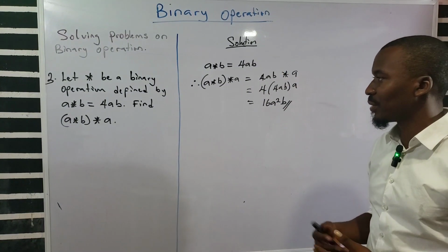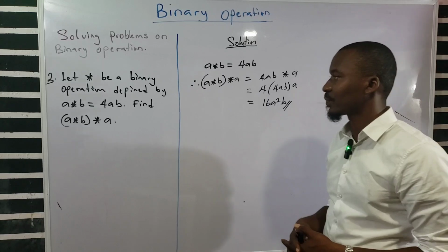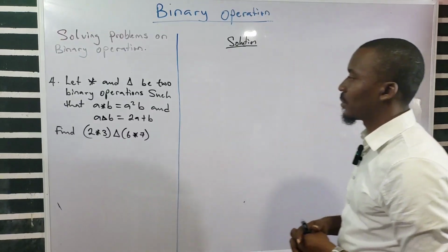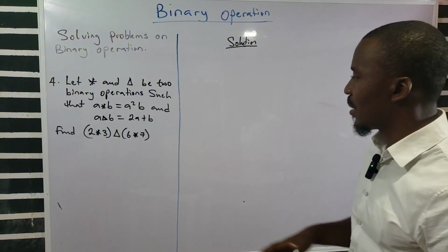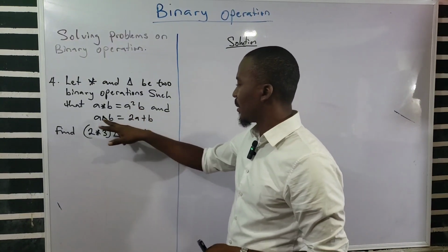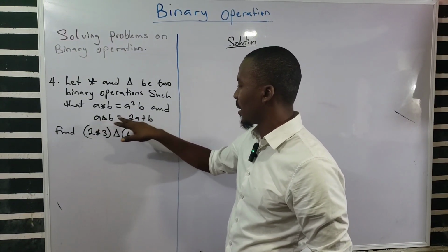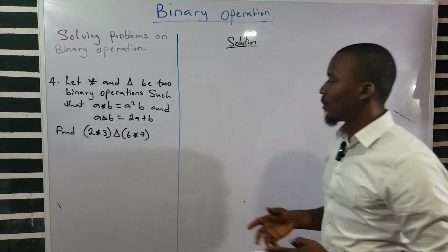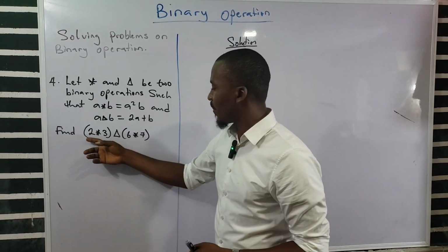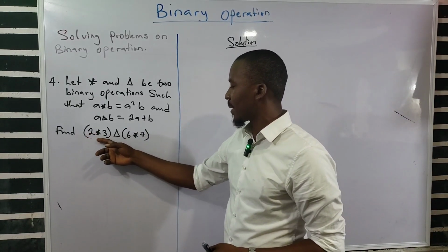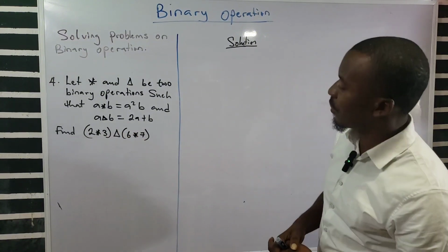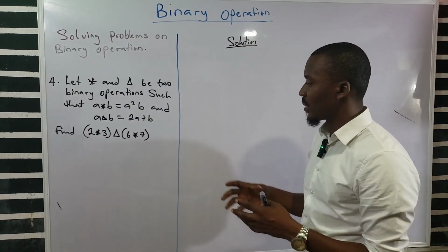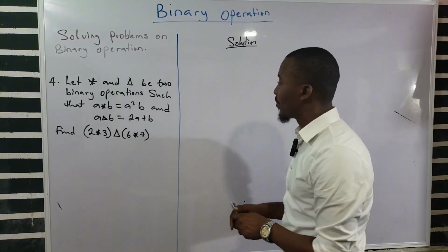Let's progress to the next question. So our question number 4, we have two binary operations there such that a * b will give us a²b, and the other binary operation is 2a + b. So we are asked to find (2 * 3) ◇ (6 * 7). So let us deal with our brackets, then we'll now combine with the other binary operation.